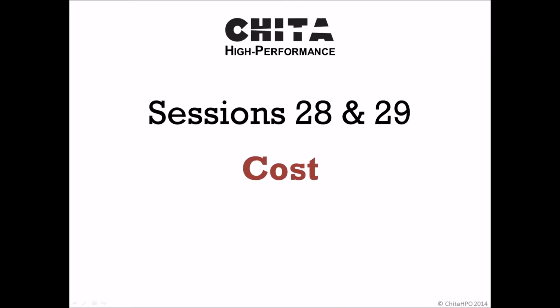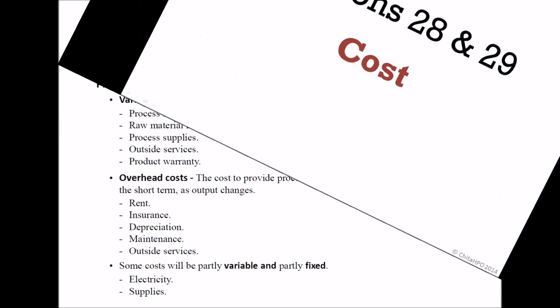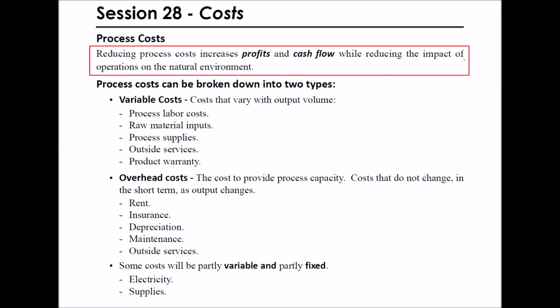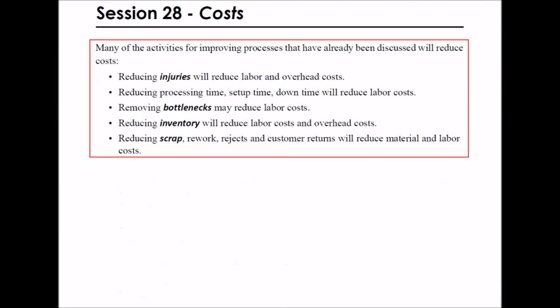In the final two sessions, you will discuss process cost. Reducing process cost increases profits and cash flow while reducing the impact of operations on the natural environment. Many of the activities for improving processes that have already been discussed will reduce cost.